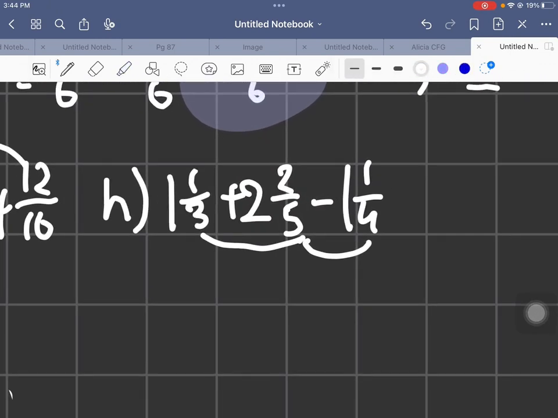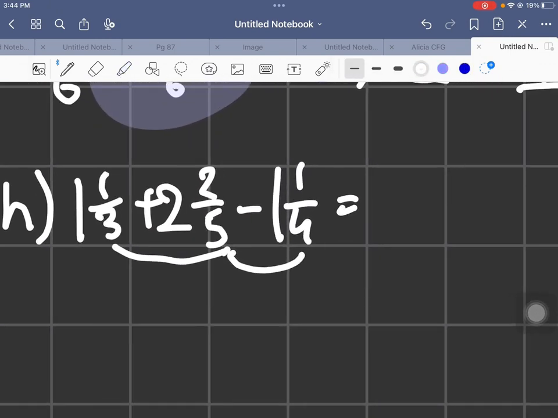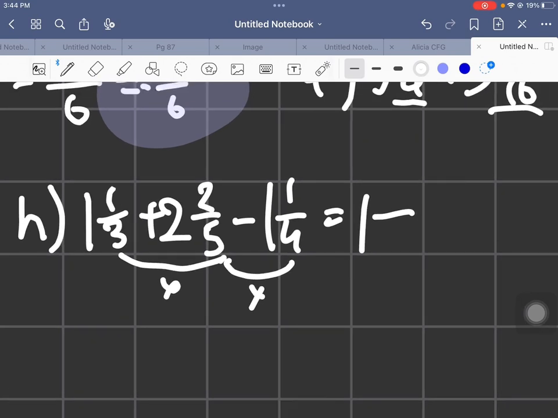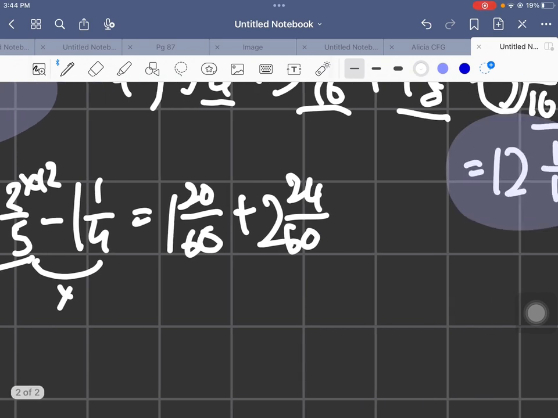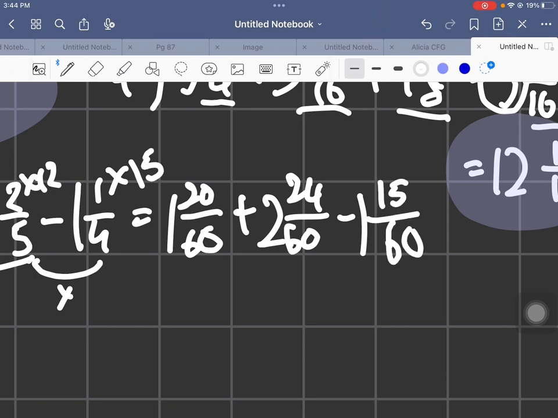We'll move on to question H. The denominator is not the same, so we need to get the same denominator, which is 60, because 3 times 5 times 4. 60 divided by 3 equals 20, so we multiply by 20 right here. 60 divided by 5 equals 12, so we multiply by 12 here. And the last one, 60 divided by 4 equals 15, so we multiply by 15.